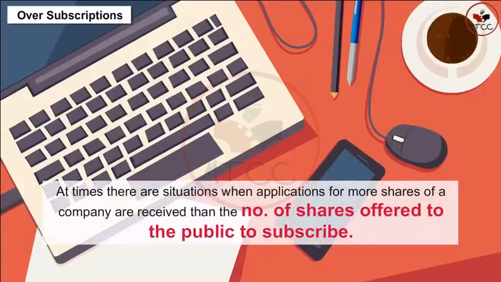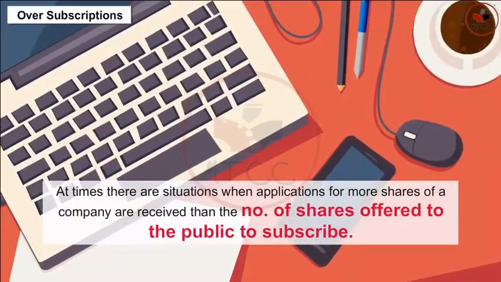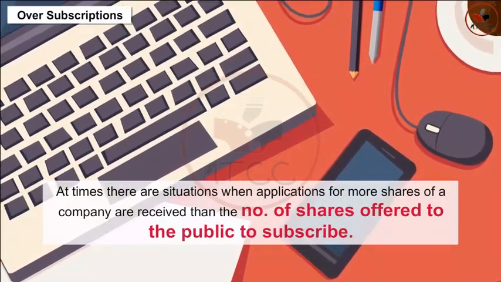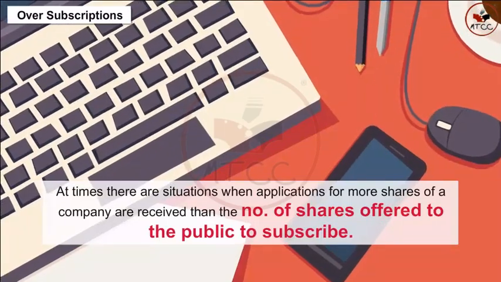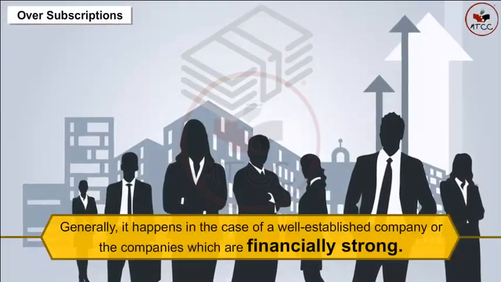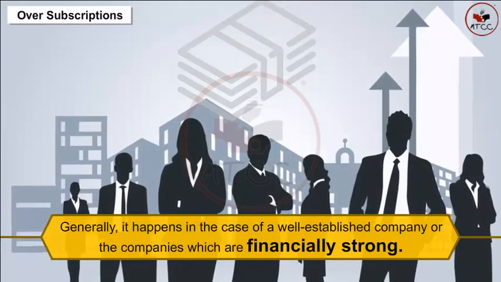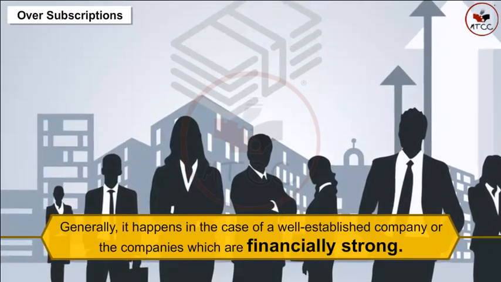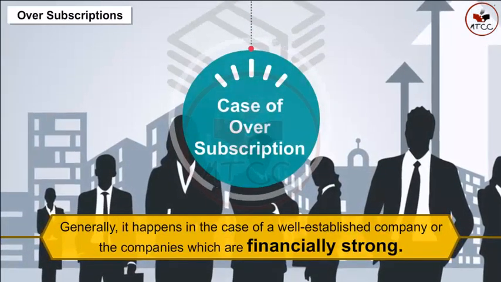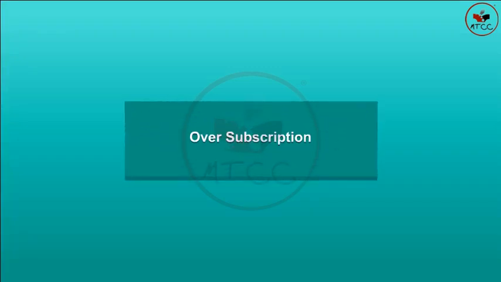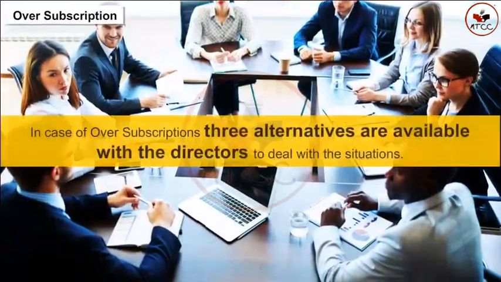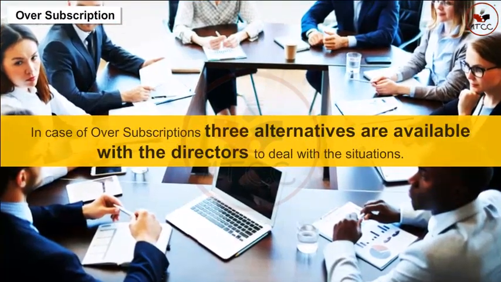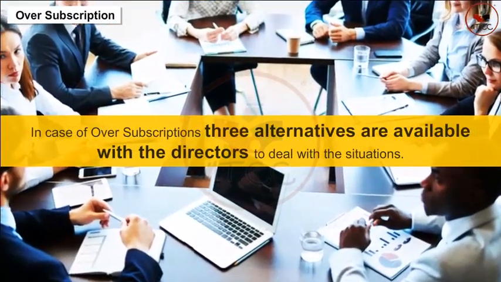Oversubscription. At times, there are situations when applications for more shares of a company are received than the number of shares offered to the public to subscribe. Generally, it happens in the case of a well-established company or companies which are financially strong, and is called a case of oversubscription. In case of oversubscription, 3 alternatives are available with the directors to deal with the situation.